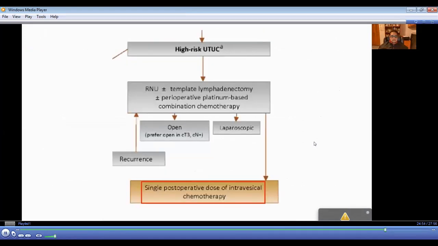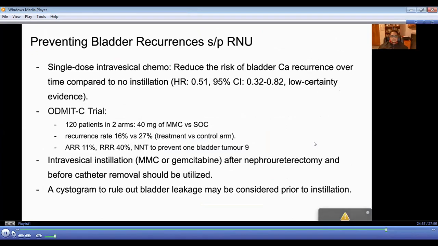So lastly, let's look at the single postoperative dose of intravesical chemotherapy. It's important that you want to limit drop metastases and prevent any bladder recurrences after nephroureterectomy. There have been trials that looked at the utilization of single-dose intravesical chemotherapy around the time of nephroureterectomy to prevent bladder recurrence. The ODMIT-C trial looked at 40 milligrams of mitomycin versus standard of care in these patients, and the recurrence rate was about 16% in the treatment arm versus 27% in the control arm. The absolute risk reduction was about 11%. The number needed to treat to prevent one bladder tumor recurrence was 9, so you have to treat 9 patients to prevent one recurrence.